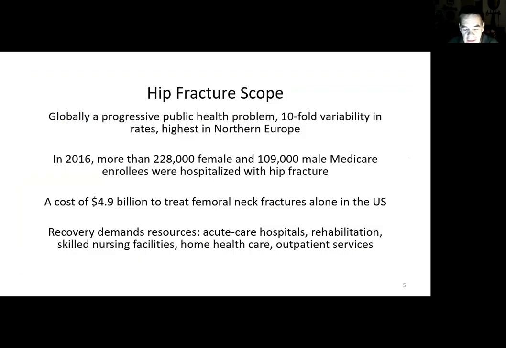Hip fracture places a large strain on the healthcare system. It represents a medical emergency utilizing many health services, from onset to recovery, not limited to acute care hospitals, inpatient rehabilitation, skilled nursing facilities, home health care, and outpatient services. Appropriate treatment requires the skills of surgeons, anesthesiologists, geriatricians, endocrinologists, physical and occupational therapists, nurses, nutritionists, social services, and pain management.